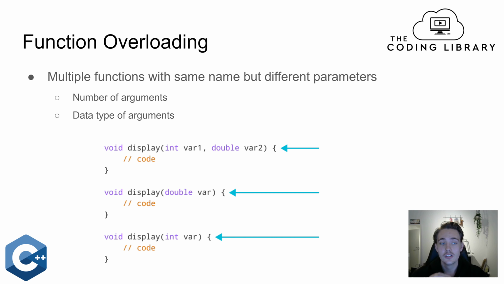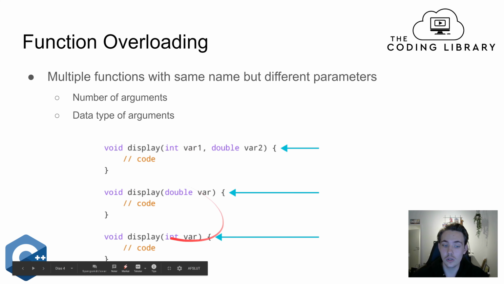so we can have multiple functions with the same name but with different parameters. It can be a varying number of arguments, or different data types of the arguments. In the example down here, we have a function called display, and the first function takes two parameters, an integer and a double. So it takes two parameters with different data types, and then we can overload the function down here.